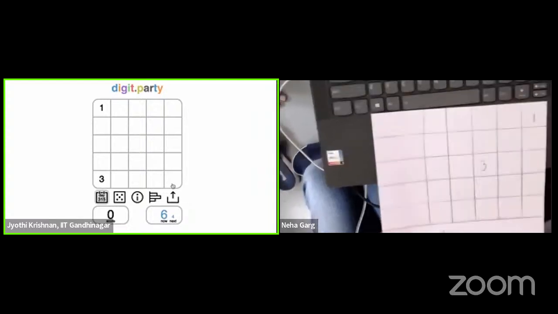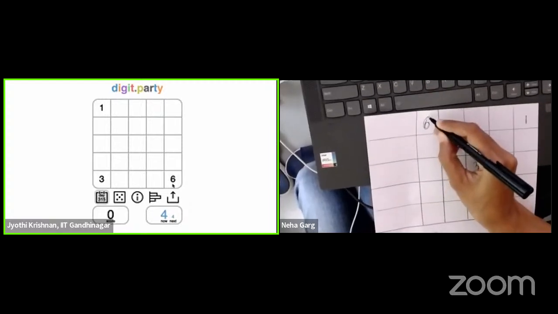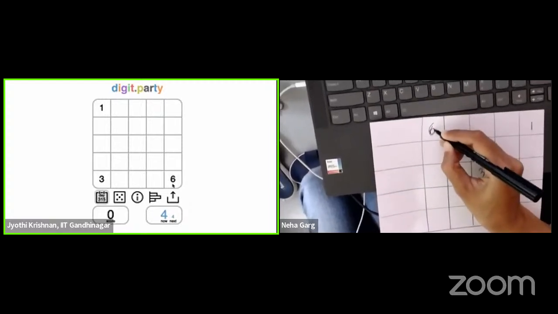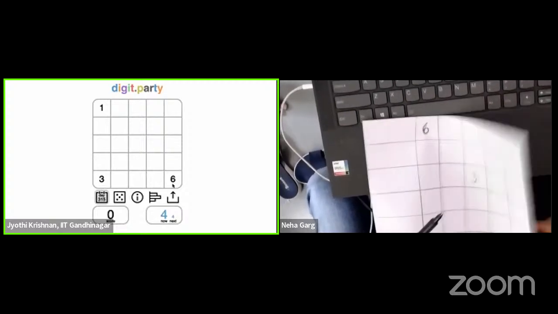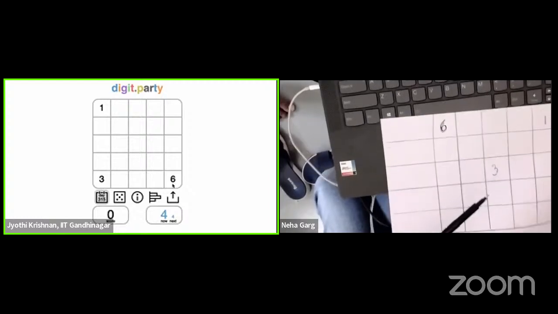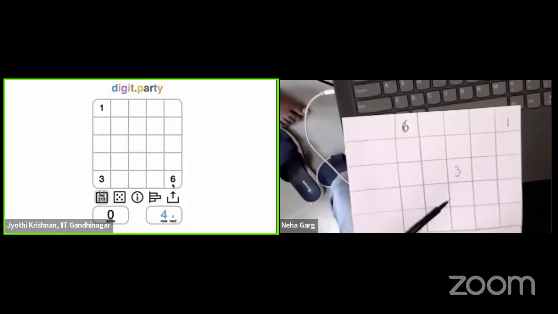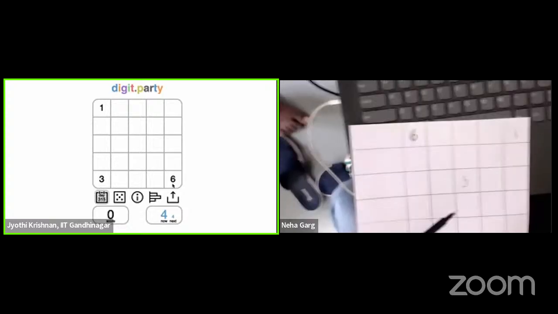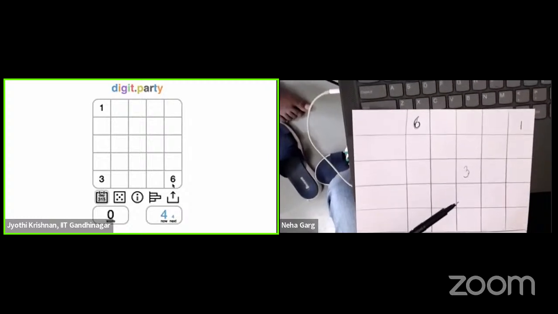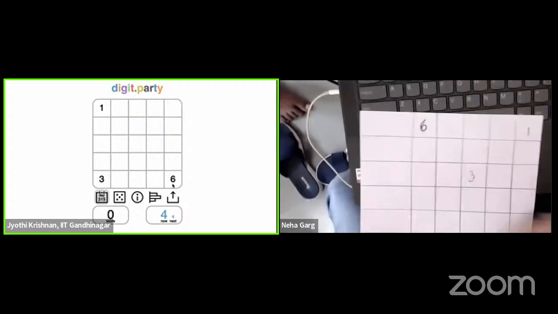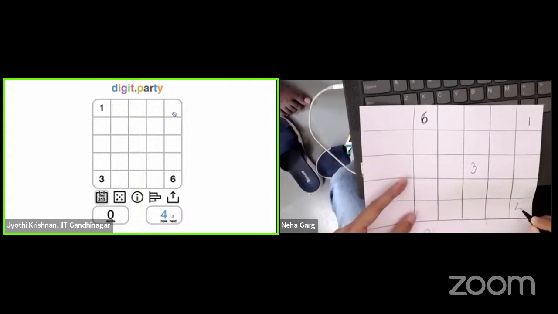I'm going to put my 6 here. I think it's fine. It's a little bit more left toward Neha. So what I can see is that's perfect. Okay, so once Neha and I both have now put 6, 3, and 1, now we've both got a 4, and then we know there's going to be one more 4.